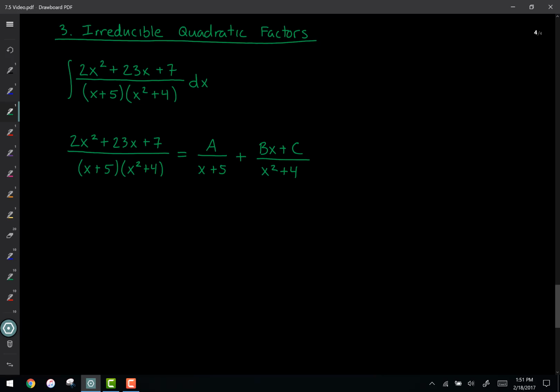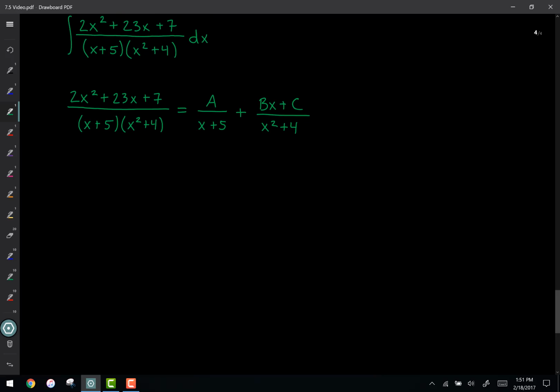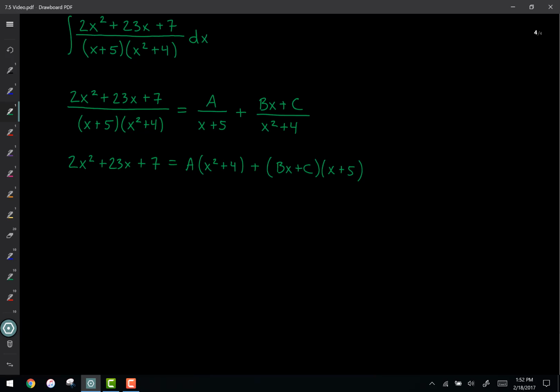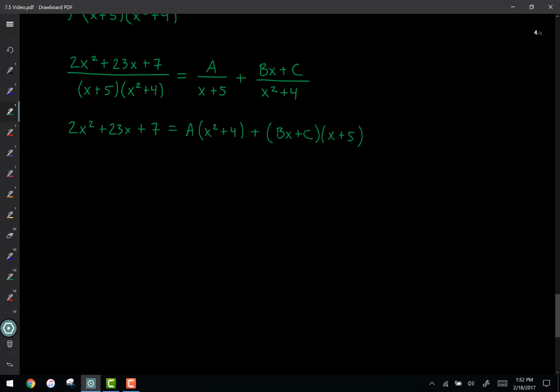Now, we're still going to clear out the denominators like we did before. So we're going to have 2x squared plus 23x plus 7 equals A times x squared plus 4 plus Bx plus C times x plus 5. Now, in the other examples, what we did is we started picking nice values of x so we can try to kill off some terms. You can do that here, but the issue is we can only kill off this term here, all this stuff, by plugging in x equals -5. There is no real number that I can plug in that'll get rid of that.